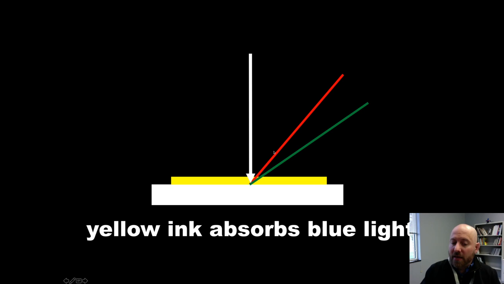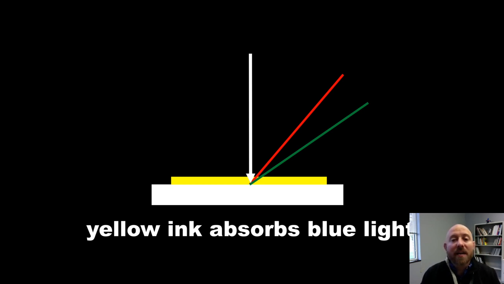Now that yellow layer absorbs all, which color? Blue. It goes in and absorbs all blue. And then what it reflects is red and green. Our eyes absorb that red and green light, and we perceive that as yellow. And that's essentially how it works.